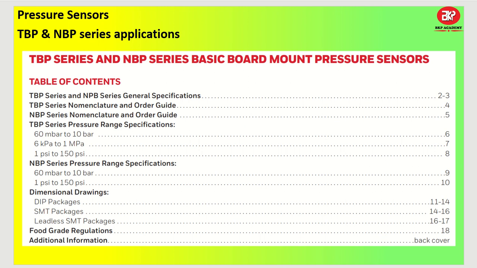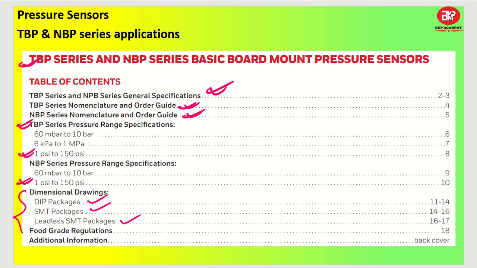So let us talk about the table of contents of this particular series. General specification will be available. Then we have to find out the ordering guide and nomenclature process. Both series TBP as well as NBP series nomenclatures are there. Then we have product range specification. We'll try to focus on 1 psi to 150 psi ranges. Similarly, 1 psi to 150 psi range for NBP series as well. Then we have dimension drawings and all, like DIP package, SMT package and leadless package, that I'll tell you what are these and which one is being used for our applications.